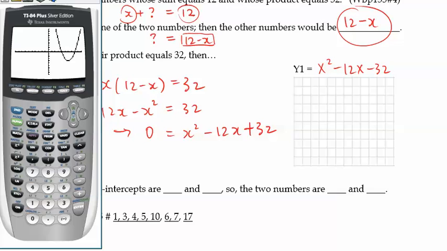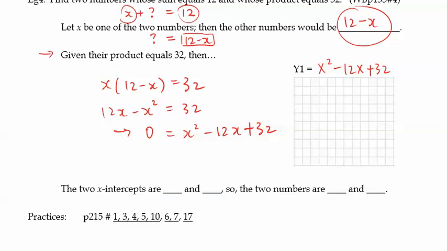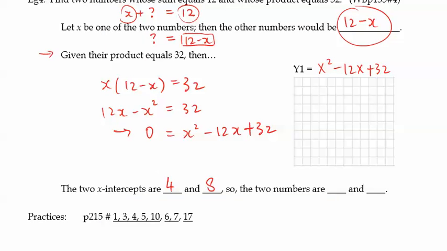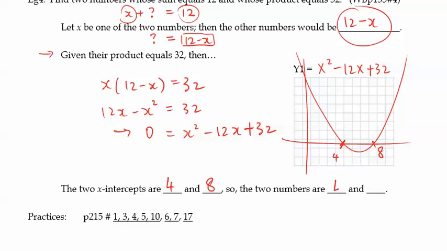Plus 32, yes. So once you draw it on your graphing calculator, we will see the two solutions on your graphing calculator. Here is one point when x equals 4, and then we have another point at x equals 8. You draw your parabola on your calculator, it will give us the two solutions, and they are the two numbers in this case.